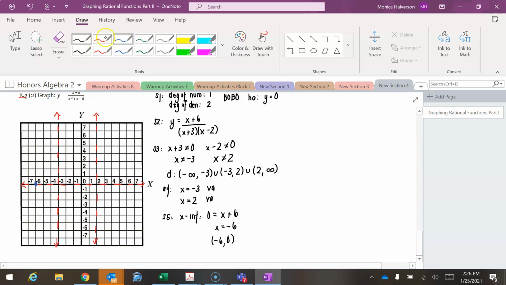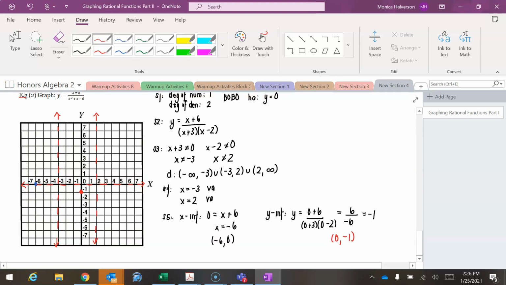Okay, and then to find our y-intercept, we are going to plug in 0 for x. So 0 plus 6 over 0 plus 3 times 0 minus 2. So we get 6 over negative 6 equals negative 1. And we would plot that there. (0, negative 1) as our y-intercept.